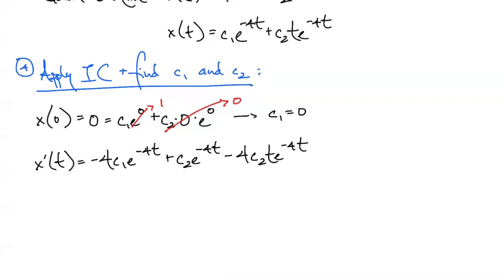All right, so we're going to go ahead and plug in our second initial condition. So we've got -3 is equal to, plugging in a 0 everywhere.